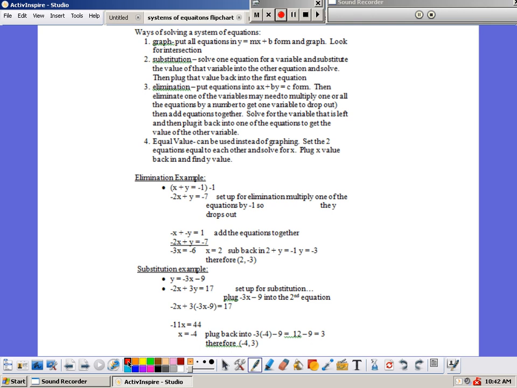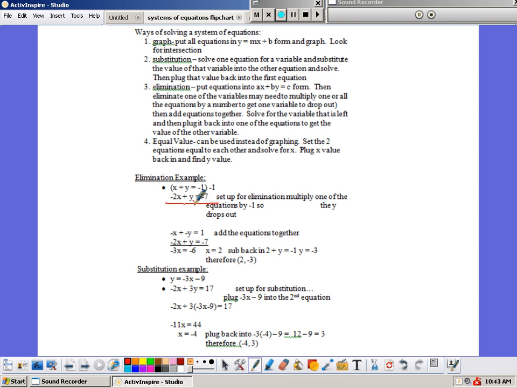So with elimination, you can see that these are in standard form, ax plus by equals c. The x's are in line, the y's are in line, the equals are in line, the constants are in line. That's very important. You also should notice that if I add together right now the x's, they will not drop out. If I add the y's together, they will not drop out. I need either the x or y to drop out.